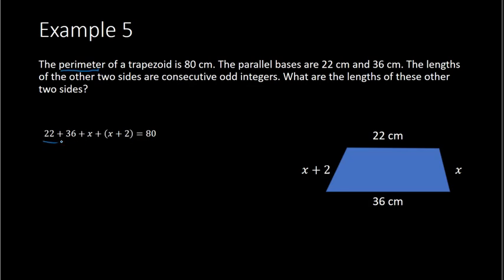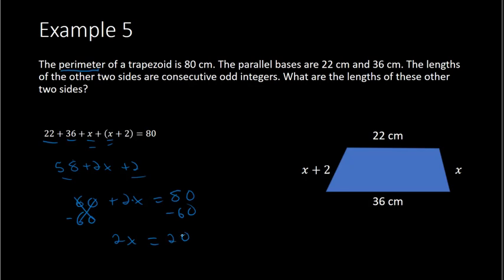22 plus 36, that would be 58. So 58, and then plus x plus x, that would be 2x. So 58 plus 2x plus the 2, 58 plus 2 is 60. So I have 60 plus 2x equals 80. So to solve this, I can do reverse order of operations. So I do the addition and subtraction first. So we see a positive 60, and I see a 2 being multiplied. So I get rid of the 60 first by subtracting. 60 minus 60 cancels. I have 2x on the left, and then 20 on the right.